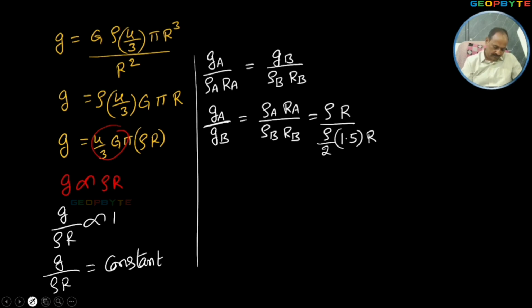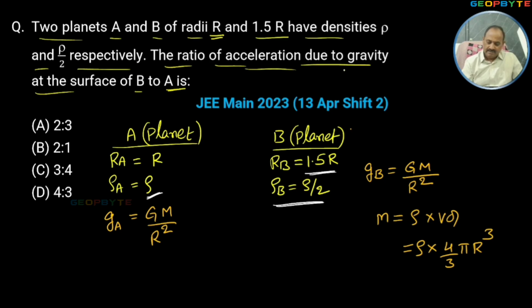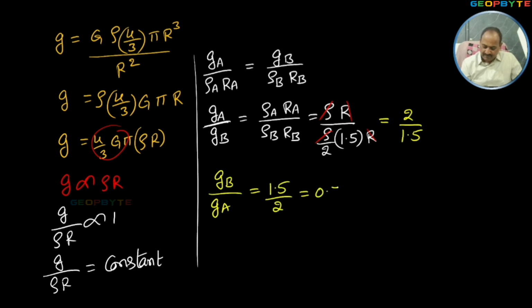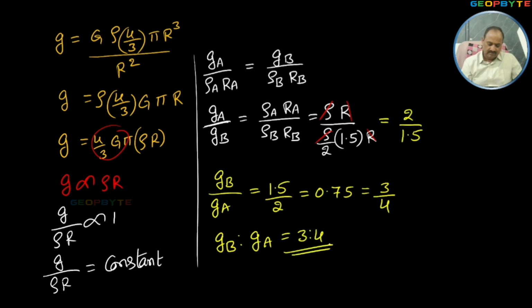Then rho is cancelled, R is cancelled. Finally, it is equal to 2 by 1.5. But it is asking the acceleration due to gravity at the surface of B to A. B to A means GB by GA equals 1.5 by 2, which equals 0.75, which is 3 by 4. Therefore, GB is to GA is equal to 3 is to 4. That is the answer.